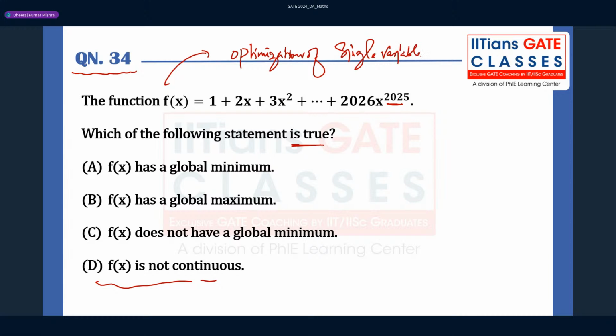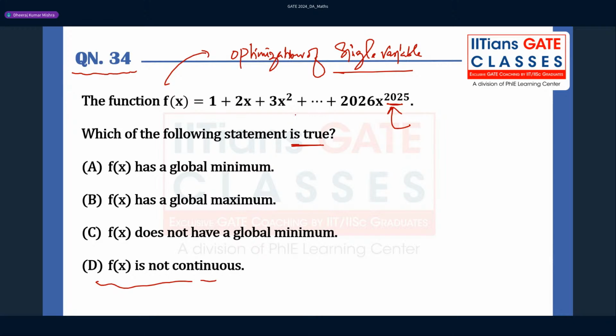Okay, single variable optimization. If you don't know it, you have to minimize or maximize the function, right? But what problem is there? You see here, this polynomial has a very huge degree, 2025. So if you differentiate this and try to find the stationary points, you will not be able to find them. A conventional approach is going to fail here.